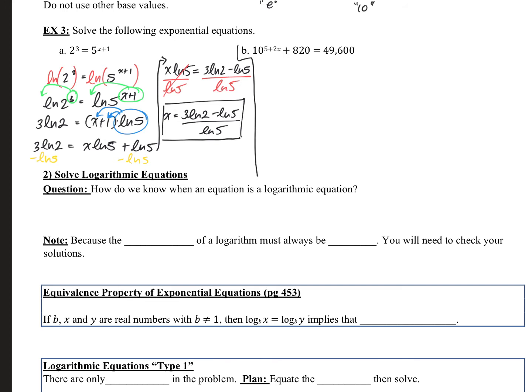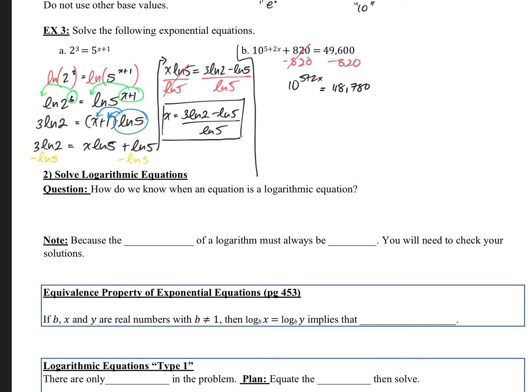Okay, plan. I'm going to equate them and then see if we can make the bases the same. So to do that, I'm going to move that 820 to the other side and then see what I can get. So I have 10 to the 5 plus 2x equals, and subtracting that out, I'm going to get 48,780. So can I make those bases the same?